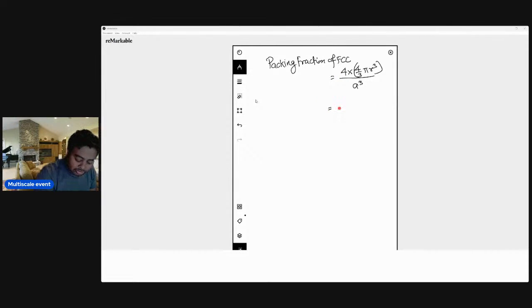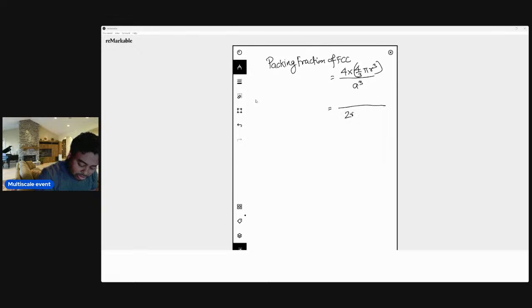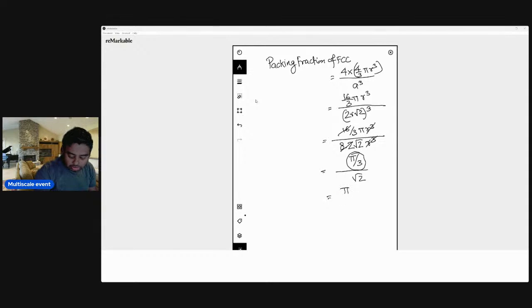And this could be further written as, from the previous identity over here, this a can be written as a equals 2r root 2. So this can be written as 16 by 3 pi r cubed over 2r root 2 cubed. This could be further written as 8 times 2 root 2 r cubed, in the denominator, with 16 by 3 pi r cubed. So r cubed and r cubed will cancel, 16 and 16 will cancel. So what you get at the end of the day is pi divided by 3 root 2.